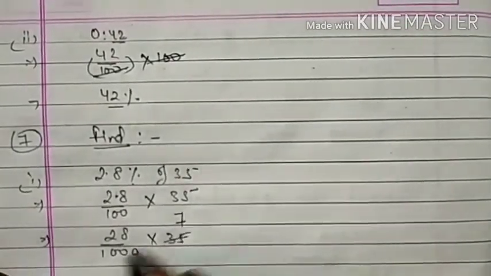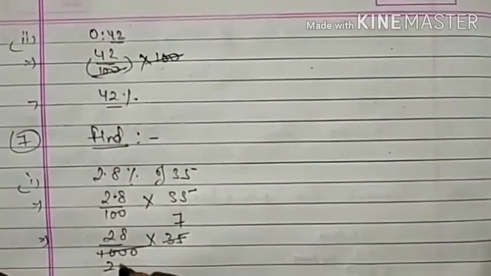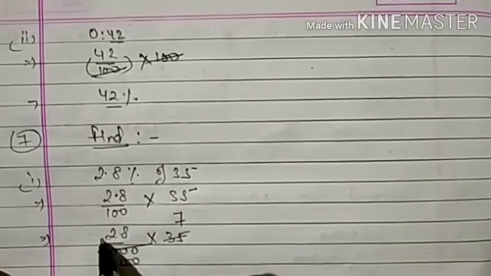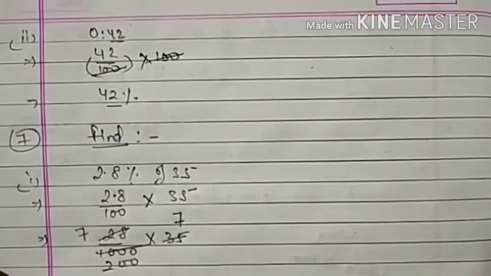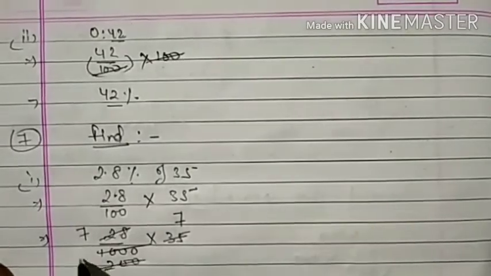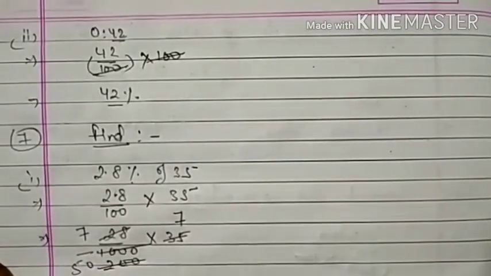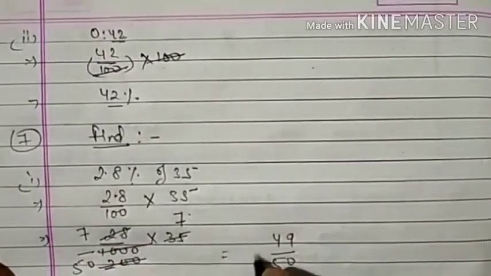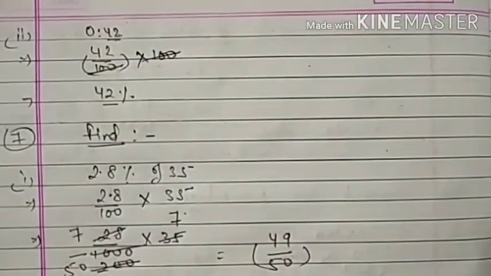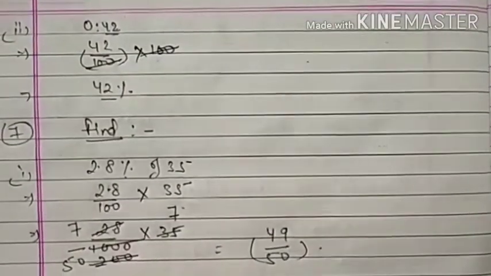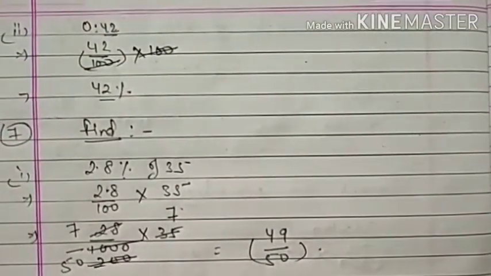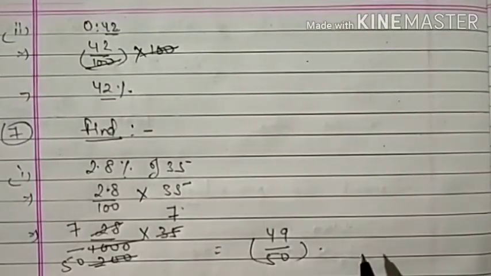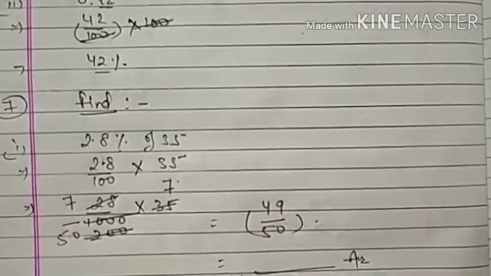5 7s are 35, 5 2s are 10, and double 0. We can divide it with 2 or 4. 4 7s are 28, and 4 5s are 20, and 0. What do we get? 7 7s are 49 by 50. 49 by 50, and we can divide it and write it as our answer. The answer will be approximately 0.98. I hope you all can do it.